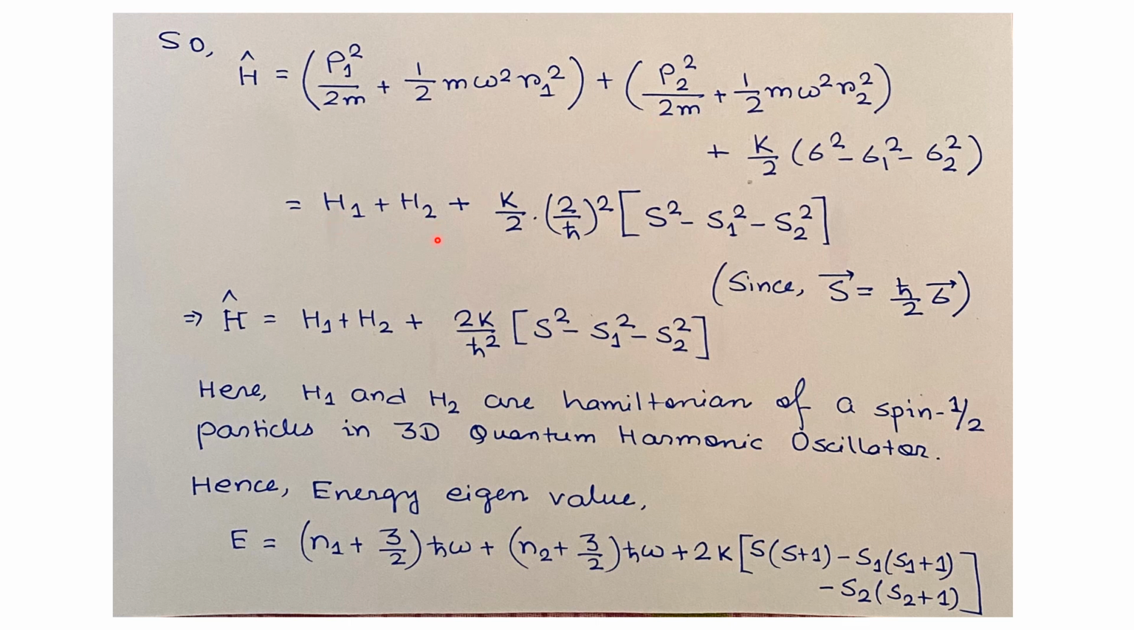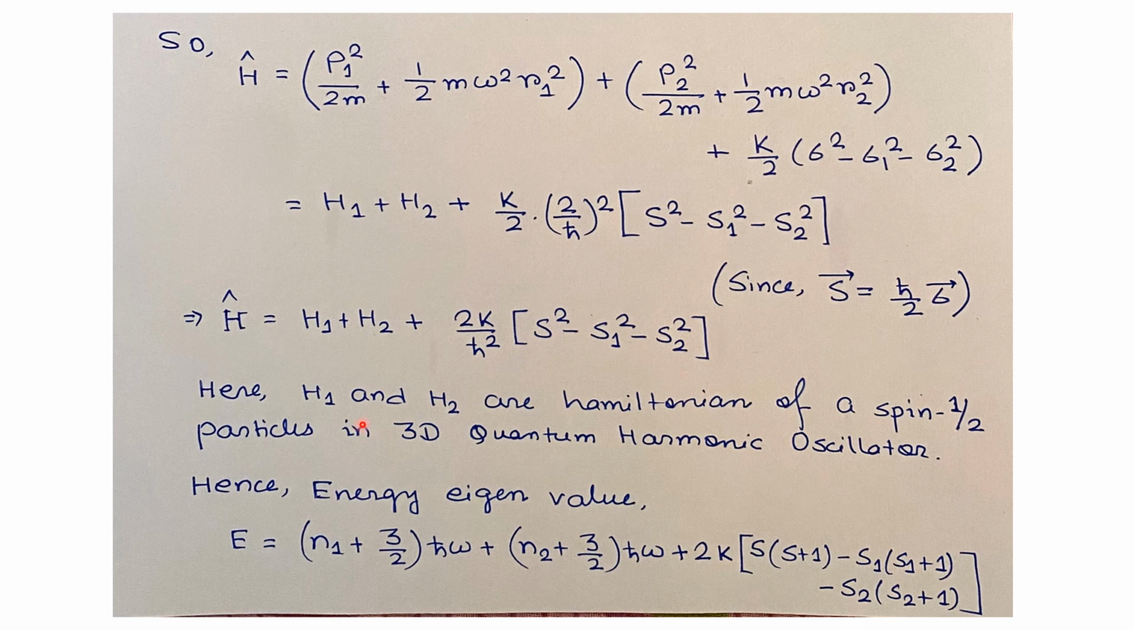So H1 and H2 are basically Hamiltonians for the three-dimensional quantum harmonic oscillators, and the last term, the spin-spin coupling term, can be written as k by 2 times 2 by h cut whole square times S square minus S1 square minus S2 square, because we can relate the spin operator and the Pauli matrices by the relation S vector equals h cut by 2 times sigma vector. So we have the Hamiltonian H1 plus H2 plus 2k by h cut square times S square minus S1 square minus S2 square.